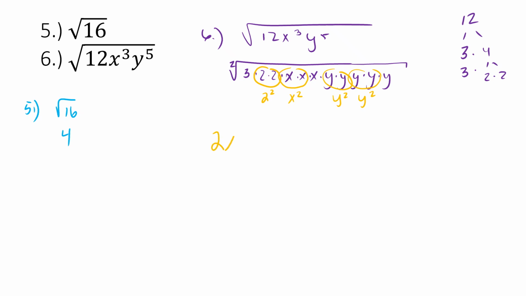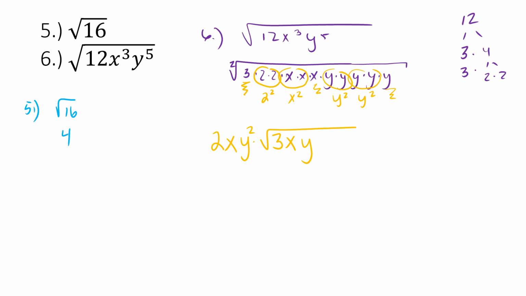The square root of 2 squared is 2. The square root of x squared is x. And at this point, if you've been doing these, you know you're going to have a y, and then you're going to have another y. So if you want to go right to that's going to be y squared, knock yourself out. And then still left under the square root, we have a 3, we have an x, and we have a y.